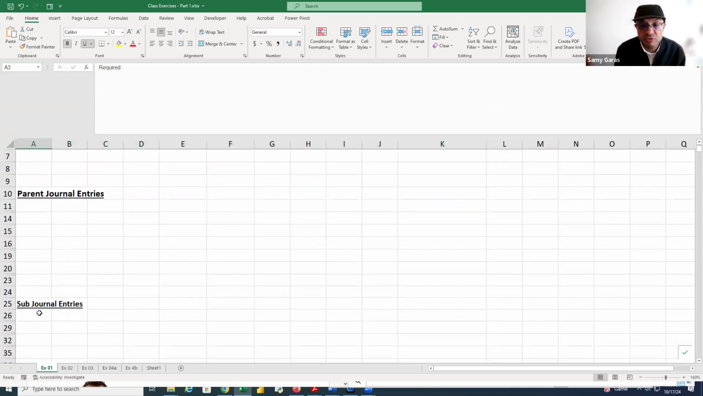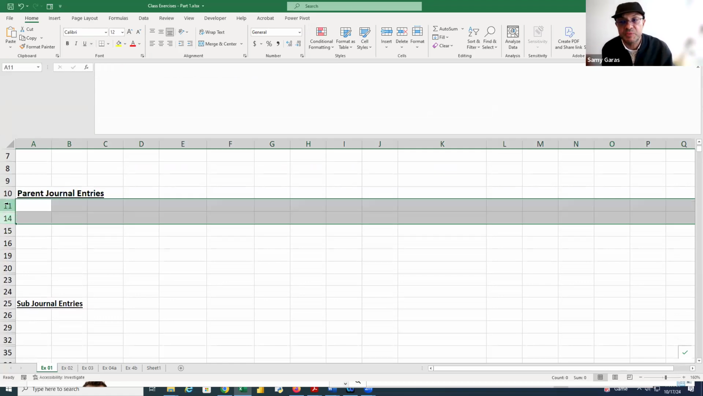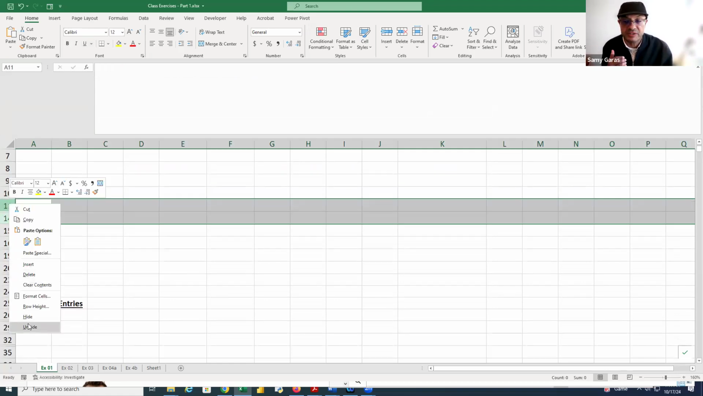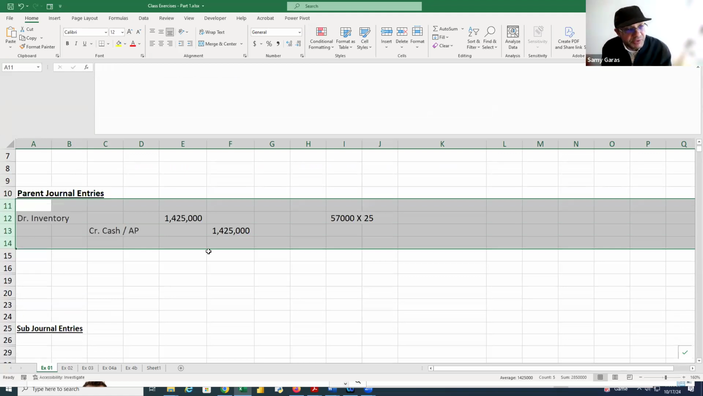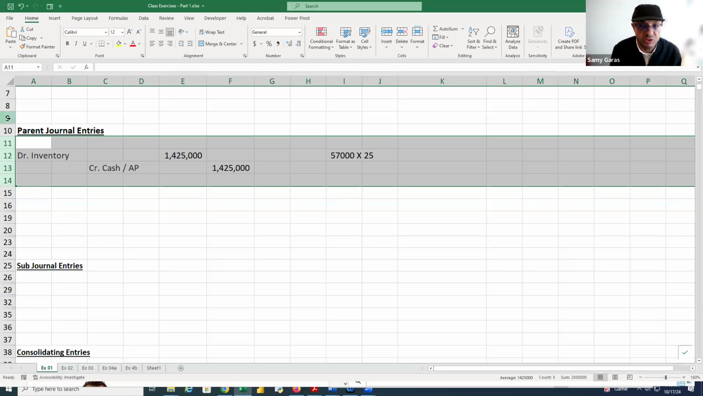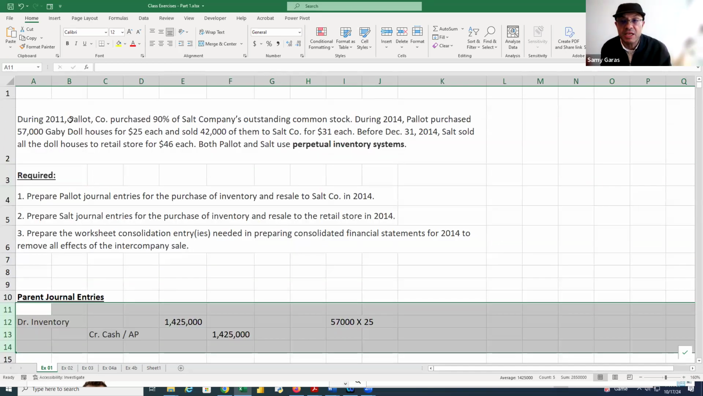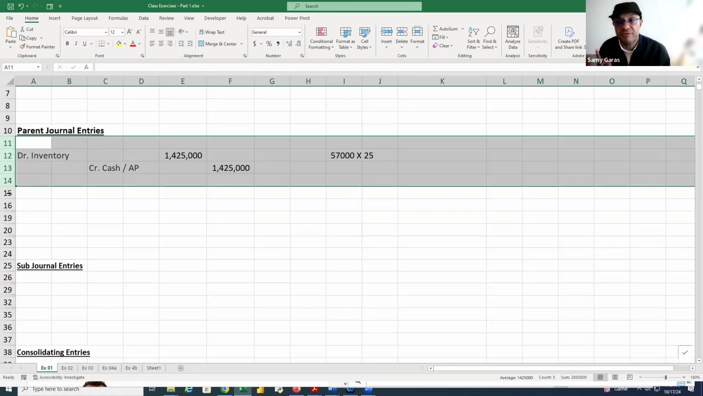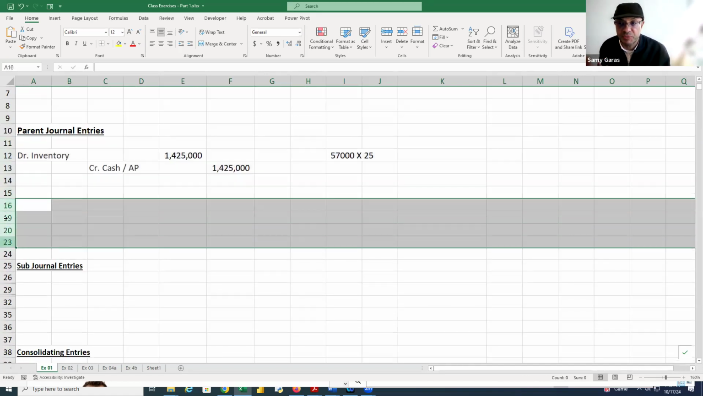So what shall we do for the parent company? When the company is buying any inventory, whether it's for the subsidiary or for itself, the parent company will debit merchandise inventory, credit cash or accounts payable. Here we see that the parent company purchased 57,000 times $25. Then, to register the sales of 42,000, we make 2 journal entries, one for the selling price and one for the cost price.